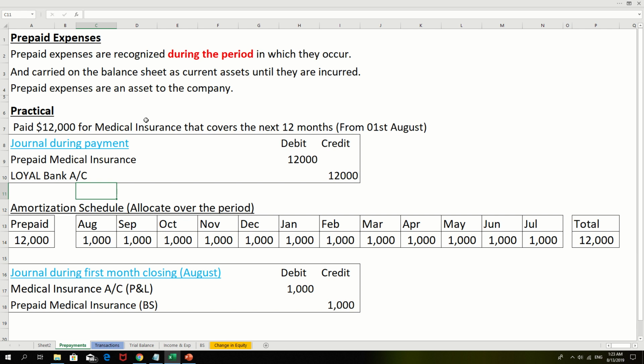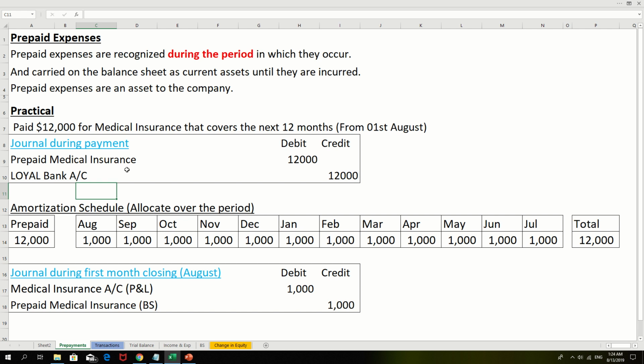So here we are going to explain a simple example of a medical insurance of $12,000 paid covering the next 12 months. We are going to start it from 1st of August. So it's from 1st of August, for 12 months, that we have paid for the medical insurance. What is the journal entry for payment? Going back to golden rules, we have to debit prepaid medical insurance and credit bank account.